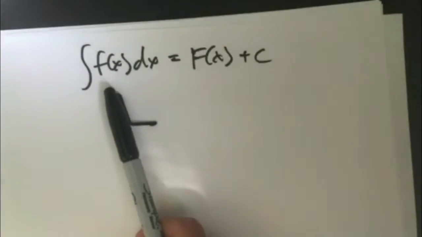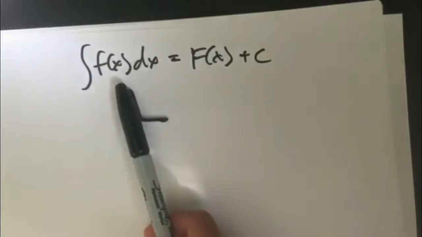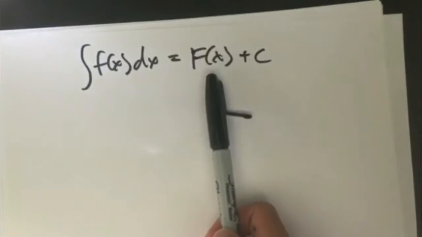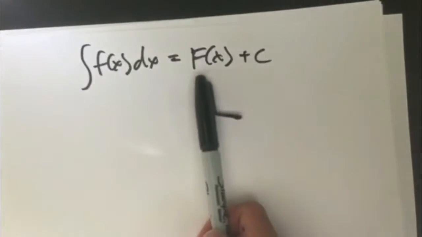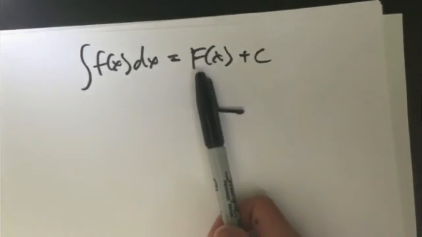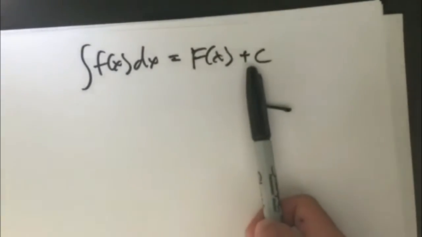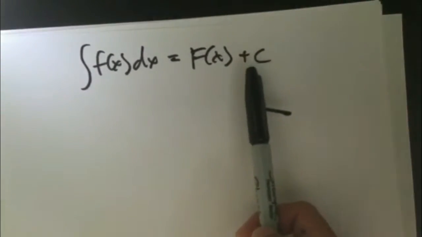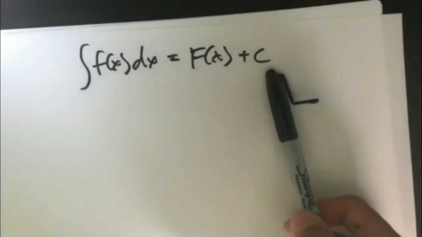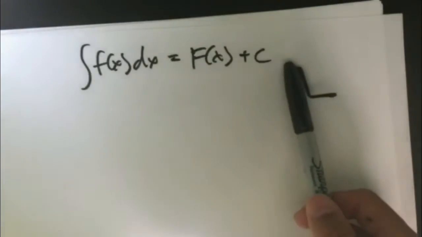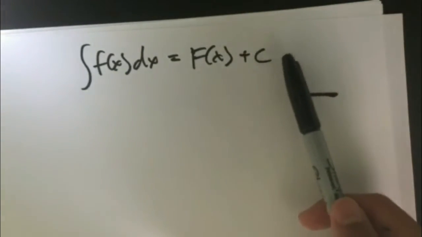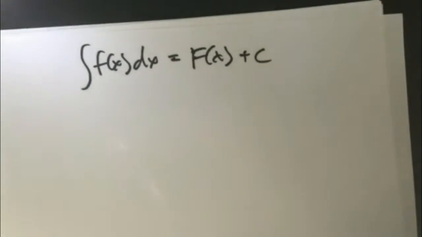this is the portion in which we are asked to find the antiderivative of, and this is our answer. We always use a capital F to denote an antiderivative, and we always add on C, which represents any constant, because the derivative of any number is always going to be 0. So let's look at a simple practice problem.